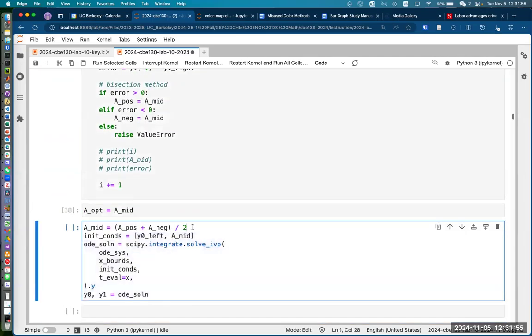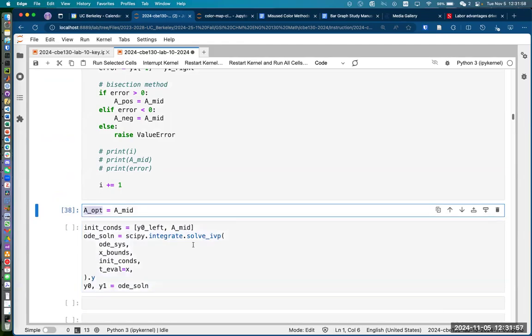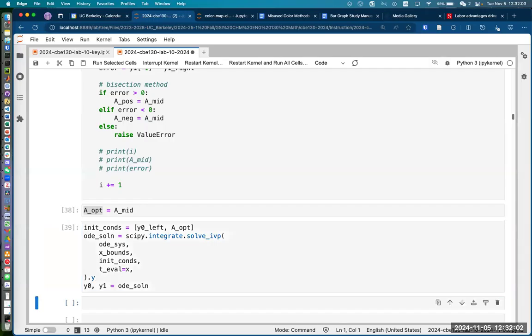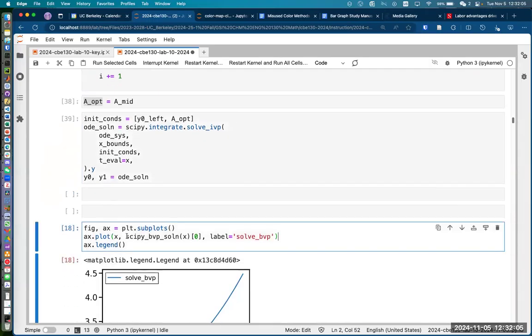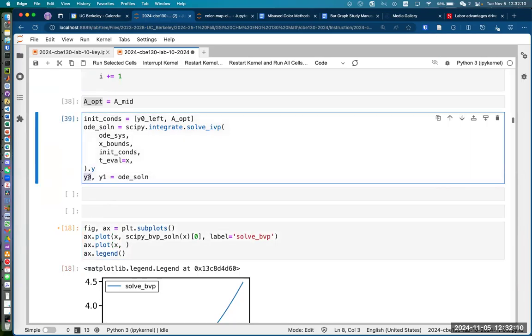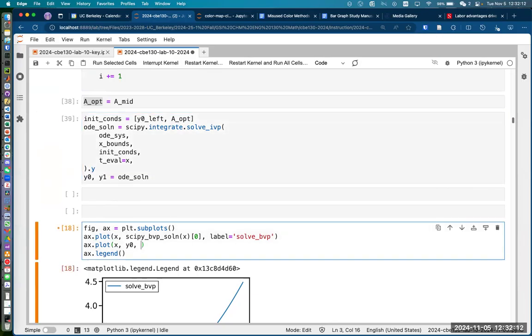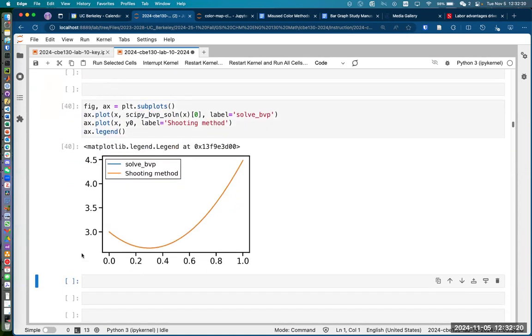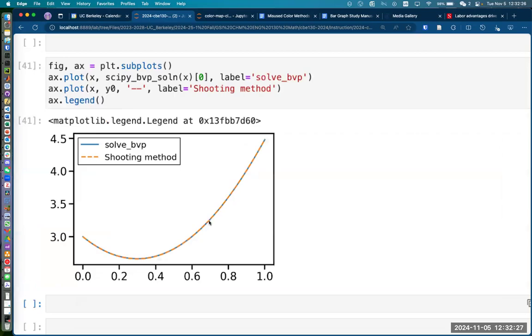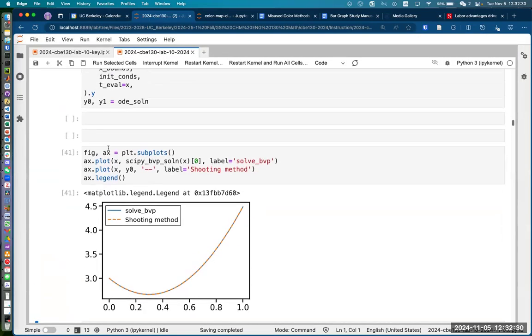And so instead of A middle, I want to evaluate at A optimal. And then evaluate this initial value problem, and we find the solution. And we can plot the solution, X, and because we care about the original solution, so Y0, we label it as the shooting. If we run it, this is exactly on top of sol BVP, so I can make it a dashed line to further illustrate that. So they're overlapping each other, meaning that the shooting method is correct.